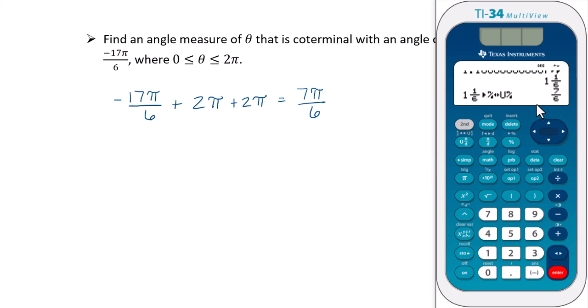Remember, when we're doing this on the calculator, we're only looking at the coefficient of pi so that everything stays in terms of pi.